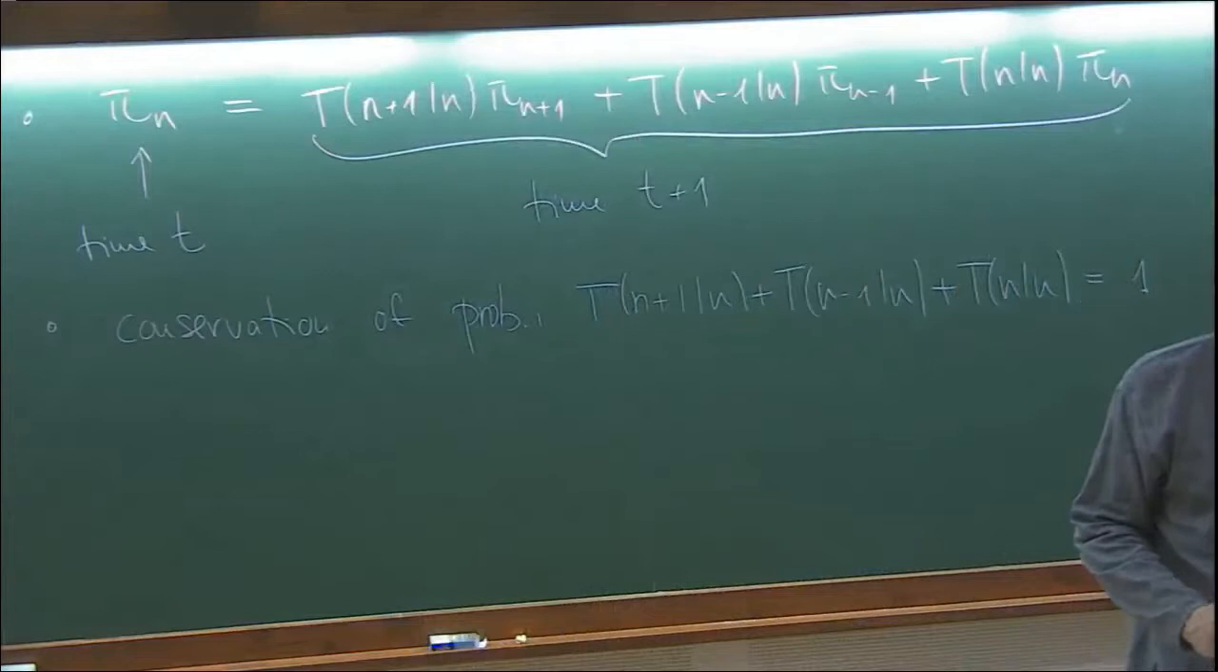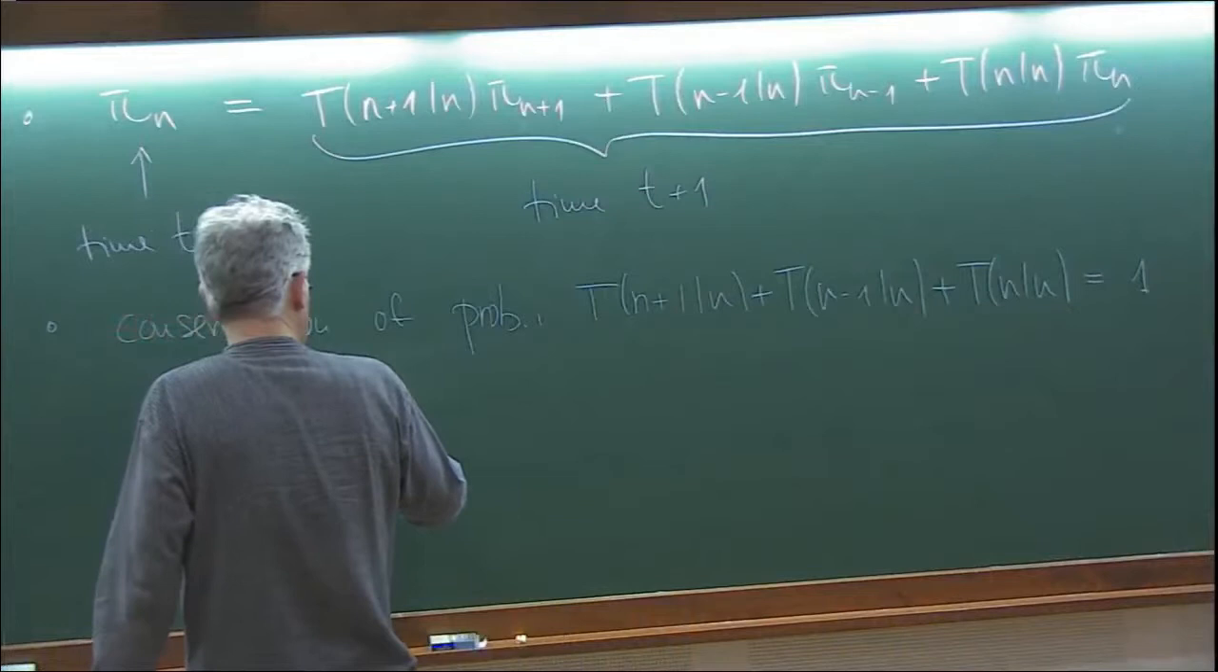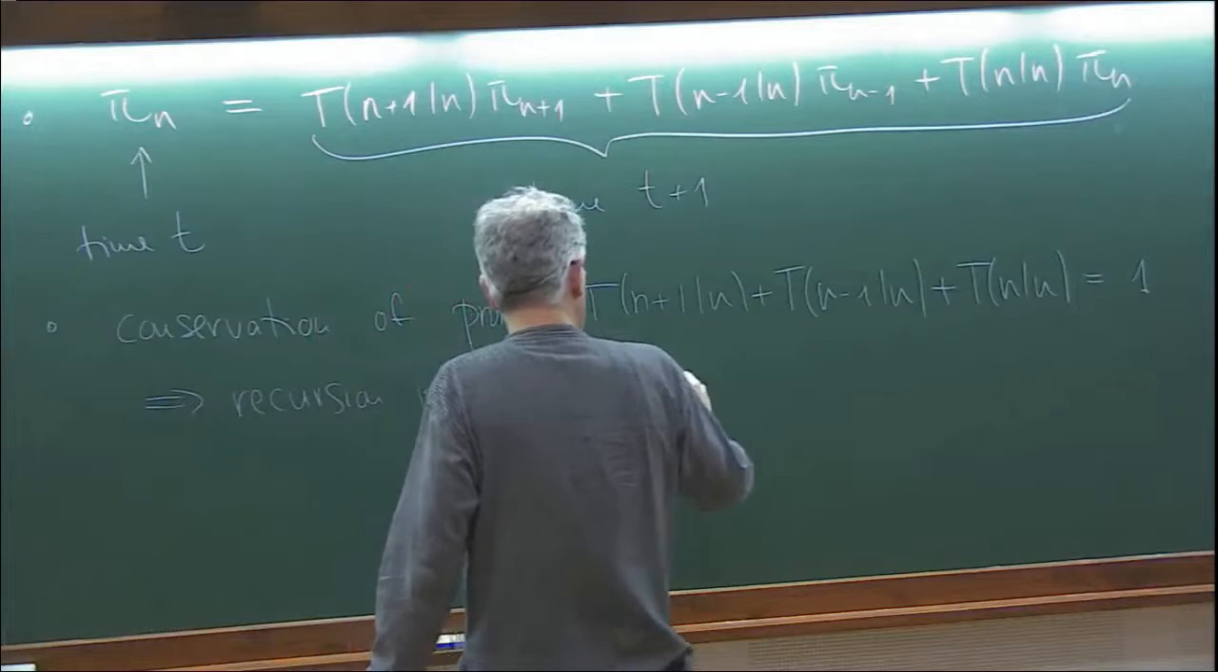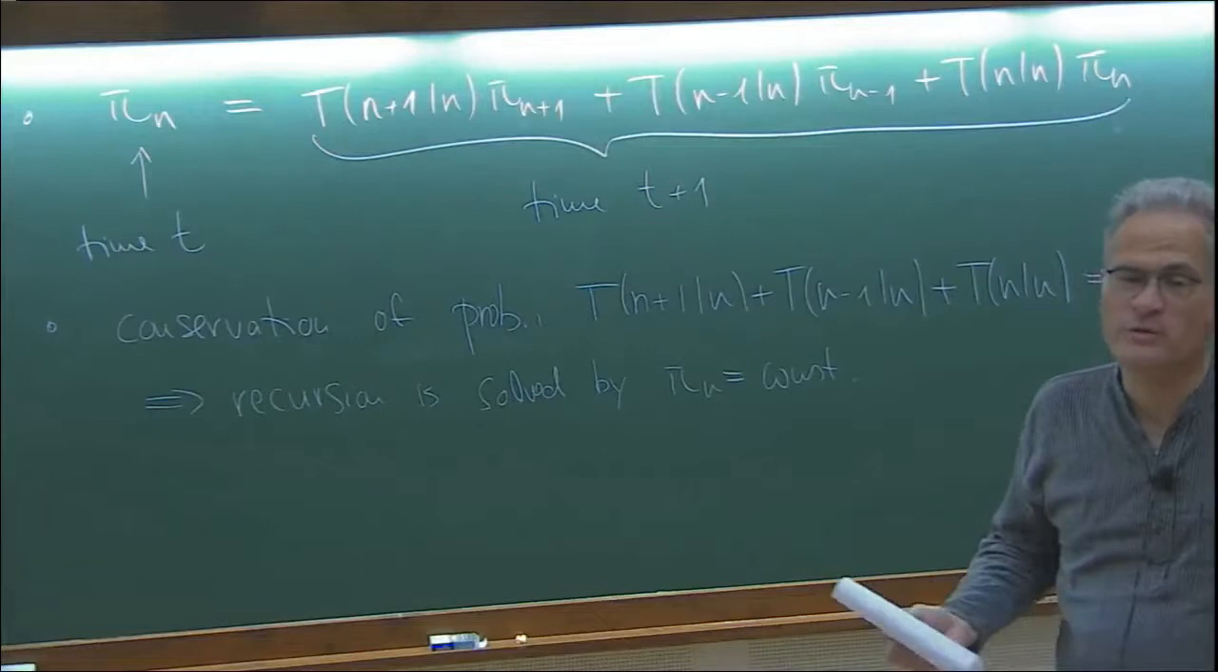Now, why isn't that a good solution? Okay, so we note that the recursion is solved. Why isn't this a good solution? Apart from the fact that it could be any constant, so we don't actually learn anything about pi n.